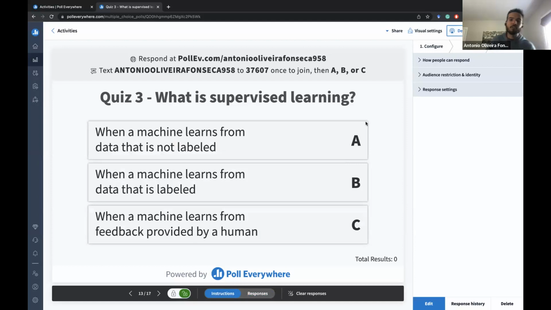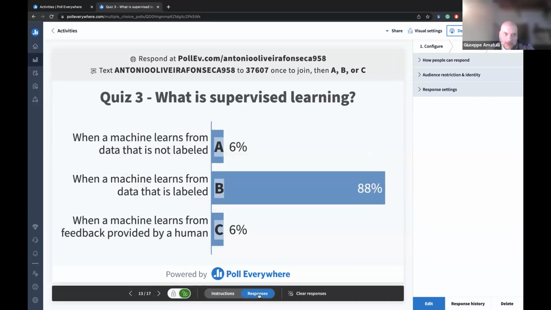So what is supervised learning? This one people are answering way faster, so I assume we're not going to have problems with it. Now I got 20 answers. How many people are we? Okay, 23. Everybody try to reply, even if it's wrong. It's an assessment for you, and also for me to see if there is anything that needs to be addressed. So, what's supervised learning?